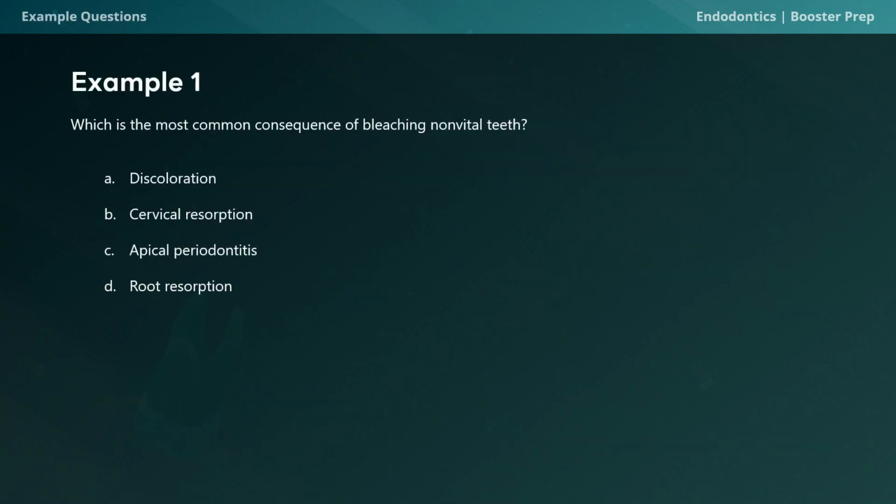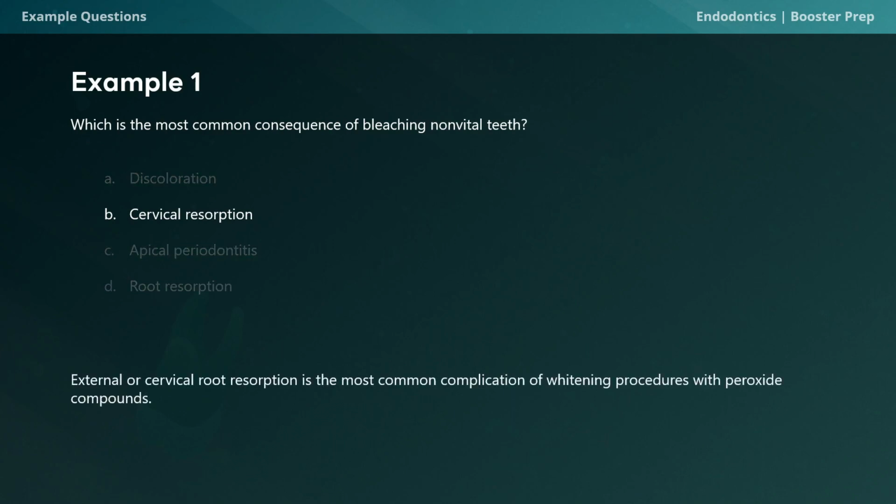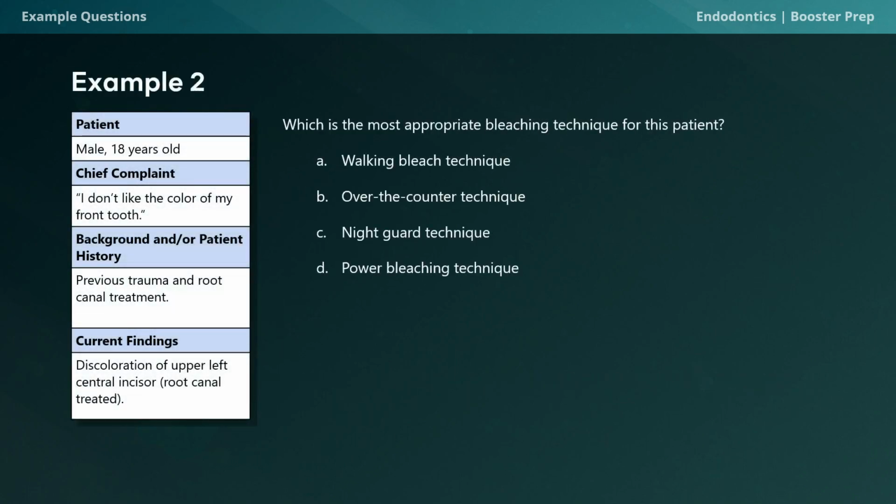Which is the most common consequence of bleaching non-vital teeth? Alright guys, pause the video if you need, and the answer is B, cervical resorption. And this is specific to the thermocatalytic technique because the strong agent, hydrogen peroxide, can enter the tubules and cause problems such as cervical resorption. Definitely not something we want. Alright, let's move on to the second question.